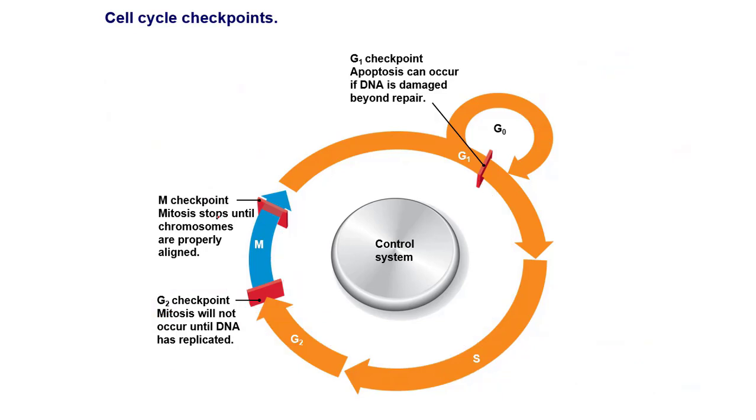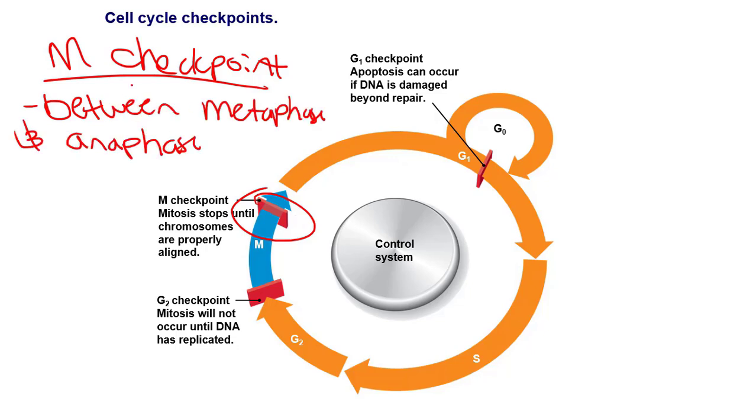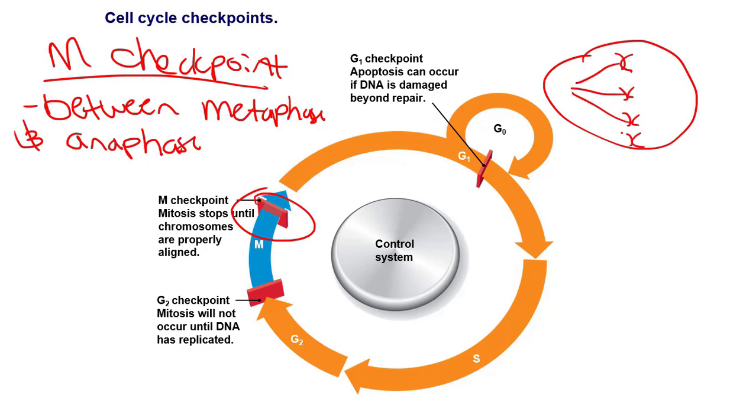The final checkpoint is in mitosis. It's the mitotic checkpoint, or the M checkpoint. This checkpoint happens between metaphase and anaphase. So remember, in metaphase, all the chromosomes are going to line up in the center of the cell. Then you have the spindle, the microtubules, that are going to connect them. And remember, then in anaphase, the next step, the chromosomes are going to get pulled apart.